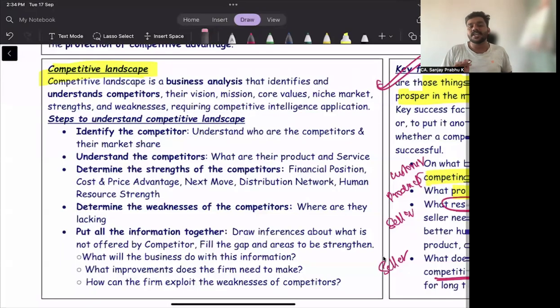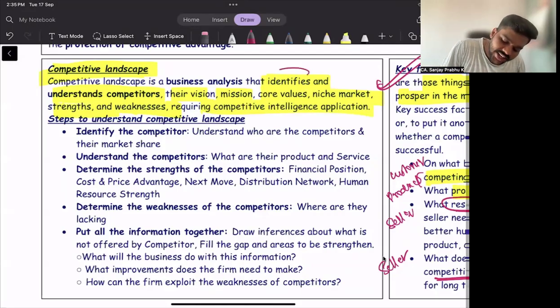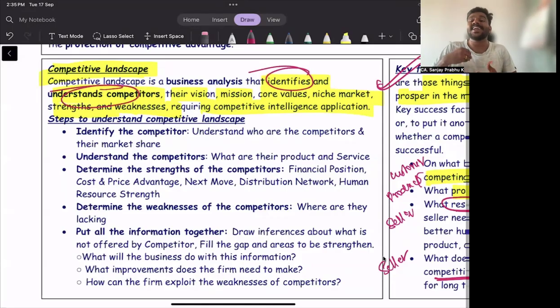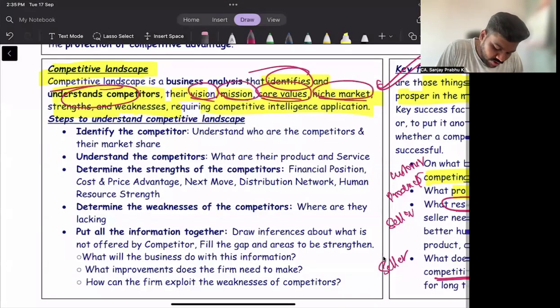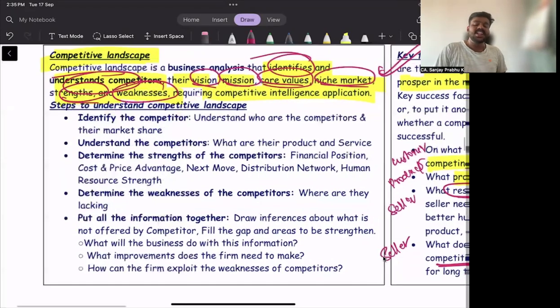So competitive landscape means you are going to identify as well as understand the competitors. You are going to identify and understand the competitors, their vision, their mission, core value, niche market, strength, weakness, all those things. First of all, you are going to identify who are your competitors, then understand your competitors. What are the things you are going to understand about the competitor? I'm going to understand their vision, mission, core value, niche market, strength, weakness, etc. All these things.